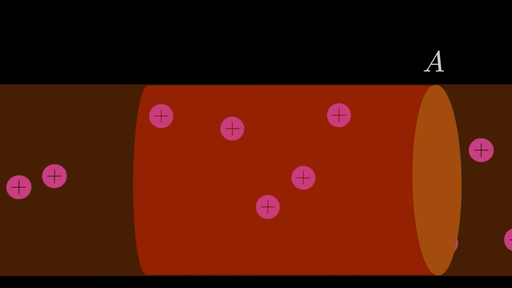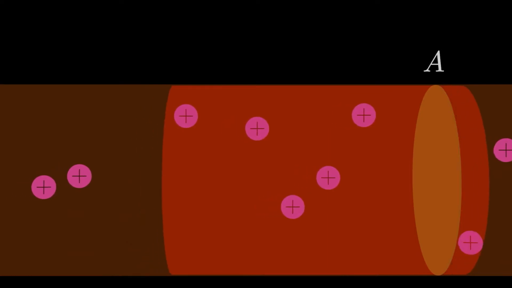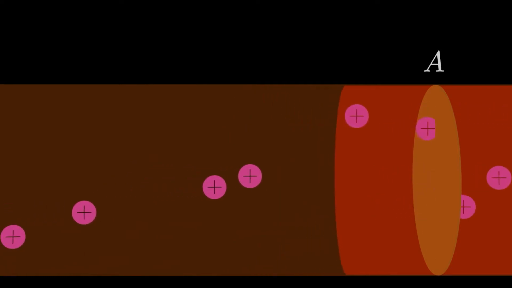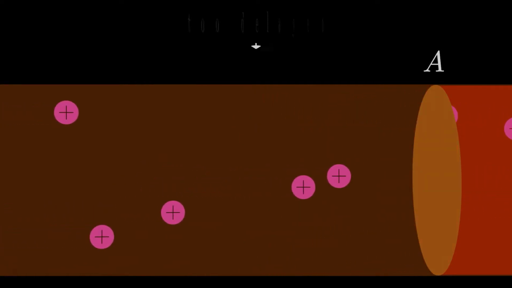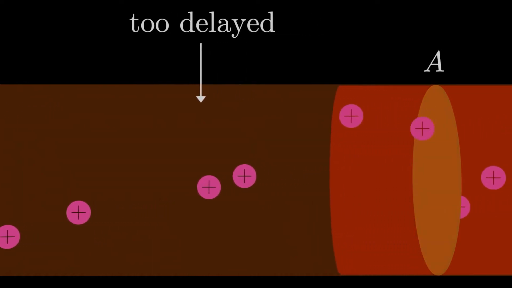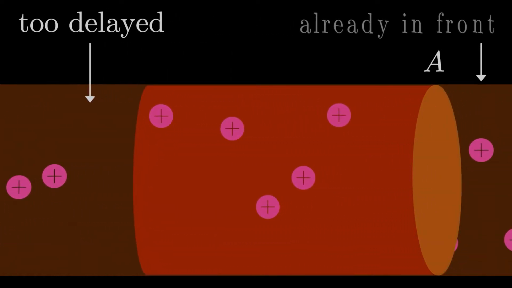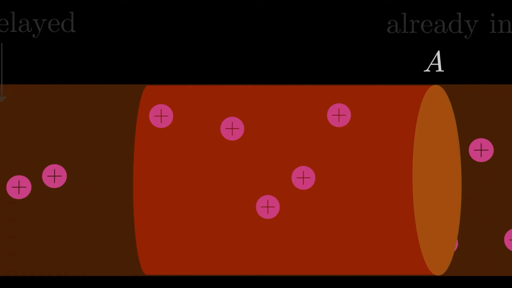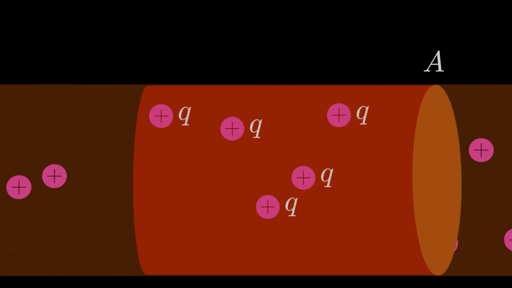During our predetermined time interval, only charge within this region can end up passing the cross-section. Charge in any other region is either too delayed and never makes it to the cross-section during delta t, or the charge is already in front of the cross-section, in which case it will obviously never pass the cross-section again. It is precisely the charge in this region here, and this region only, that passes through the cross-section during our predetermined time interval. So now we're interested in how much charge exists within this specific region here. That information is going to help us figure out the current.